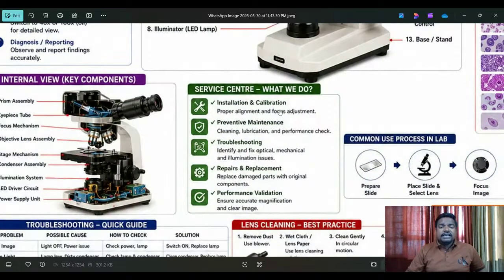See here: installation, calibration, proper alignment and focus adjustment. The service center is very, very important. You have to focus because the reliability of the equipment is very important. Troubleshooting means identifying and fixing optical, mechanical, and illumination problems. After all the explanation you may still not be perfect, because only when you go to practical knowledge will you understand very clearly. But before that you should be perfect about it.